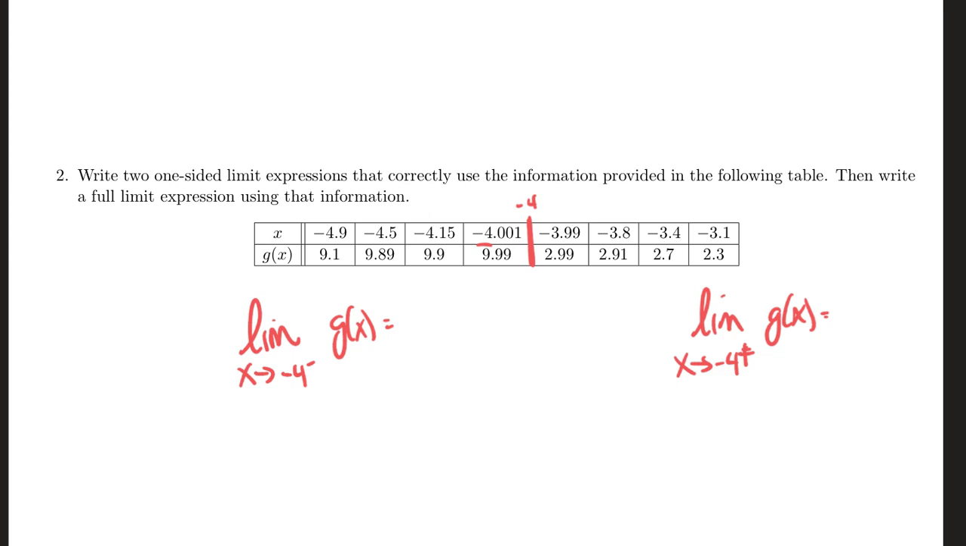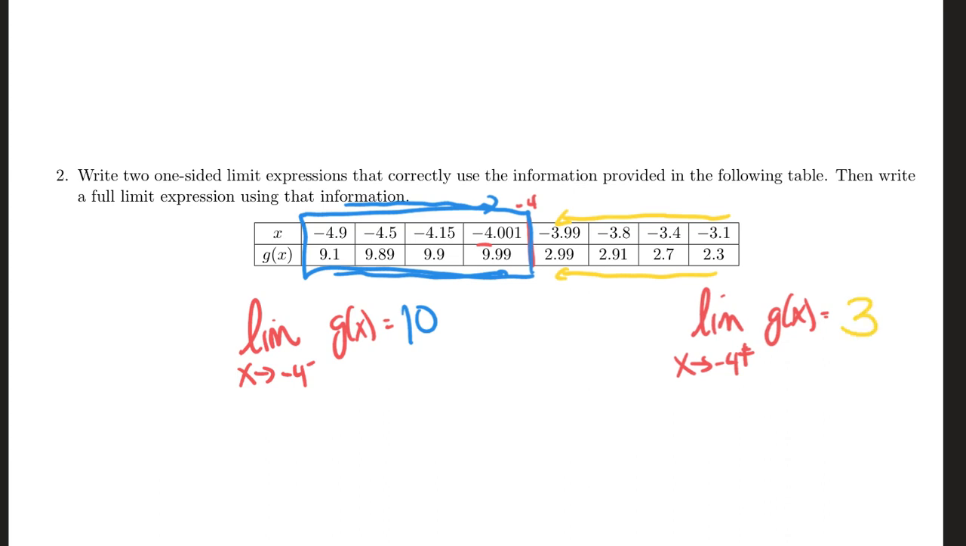And again, the way we figure out what these are equal to, for the left-hand limit, we only look over here. As our x values get close to -4 from that direction, our y values look like they're getting close to 10, right? 9.9 and then 9.99 are basically the same as 10. And then on the right side, as our x values get closer to -4 in that direction, our y values look like they're getting closer to 3. So on the left-hand side, our y values get close to 10, and on the right-hand side, our y values get close to 3.